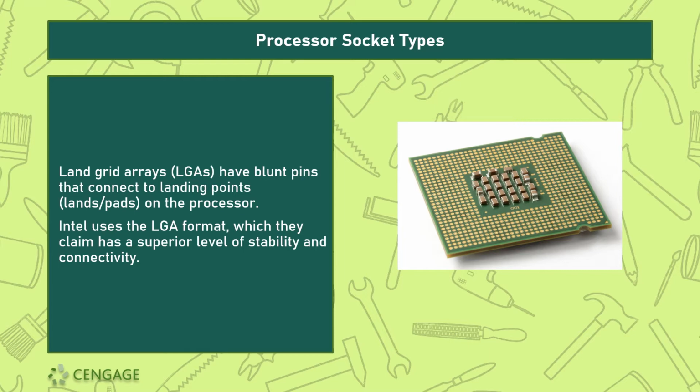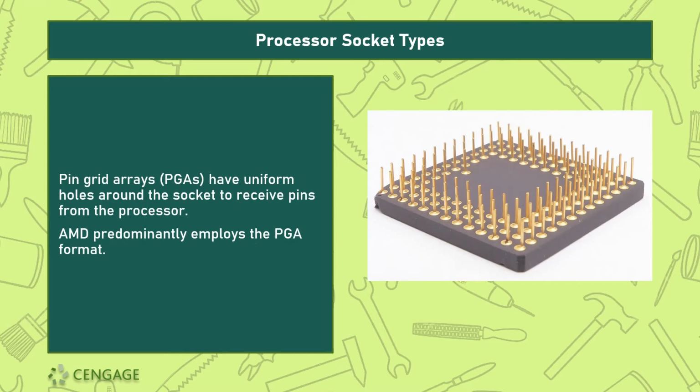We also have a situation where you're not going to have pins that are protruding from the surface of that chip that could cause twisting and damage and things like that, and pins that will break, what have you. Pin grid arrays, which is what AMD traditionally uses, have uniform holes around the socket to receive pins from the processor. So when we talk about something being LGA or PGA, we're talking about the chip. We're not talking about the receiver socket.